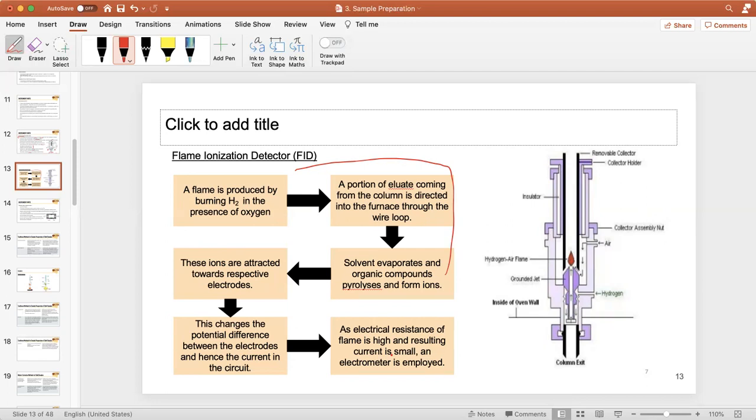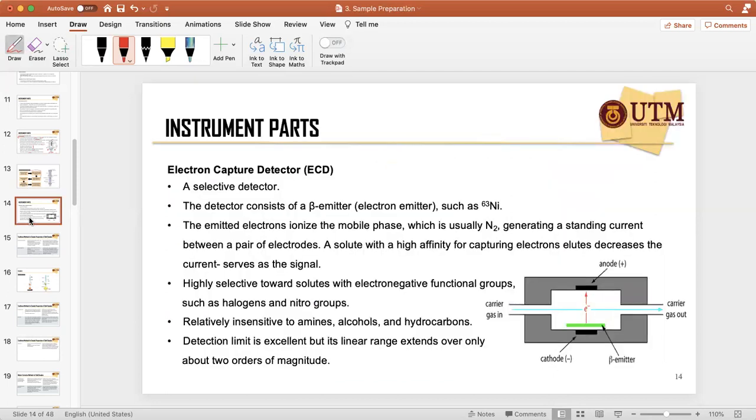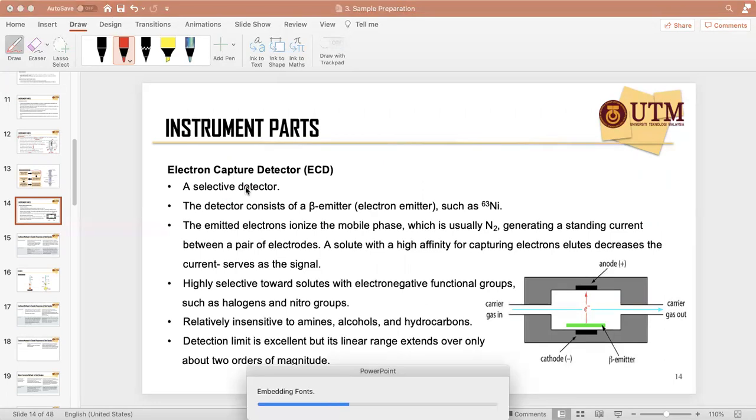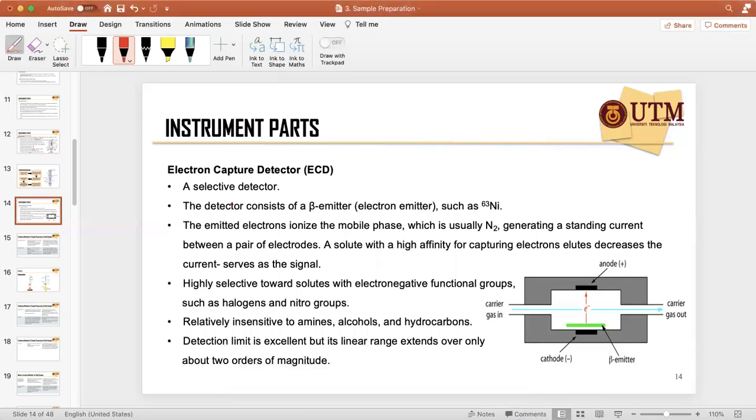Okay, so that is FID. And then ECD, it is an electron capture detector. Now we are also going to play around with electrons, but ECD is a selective detector. Selective detector means that it only detects a small group of samples. It is not as universal as FID or as universal as TCD.